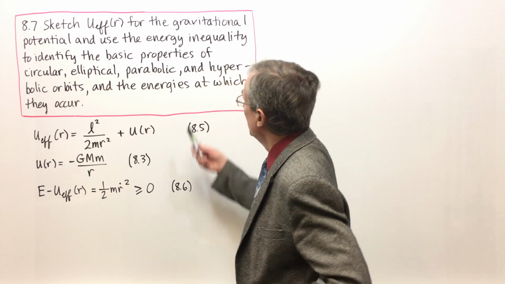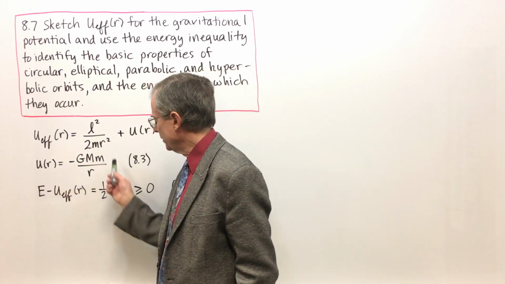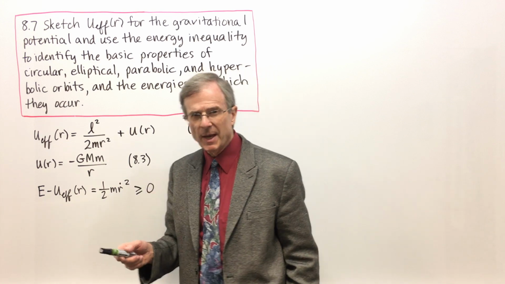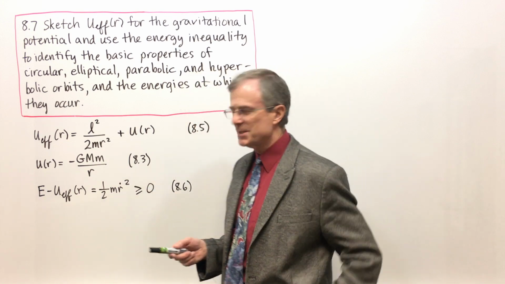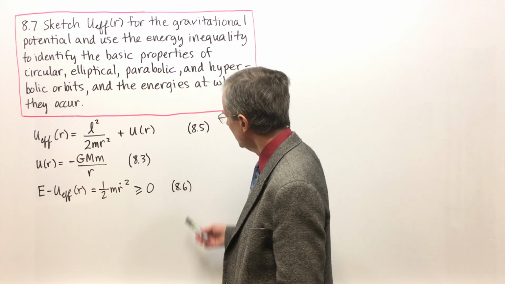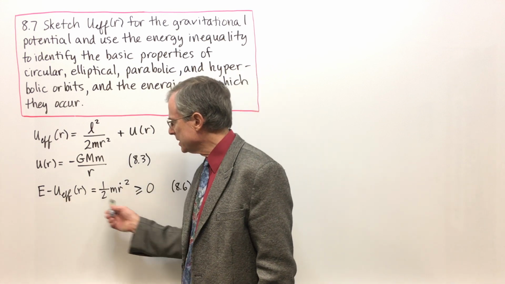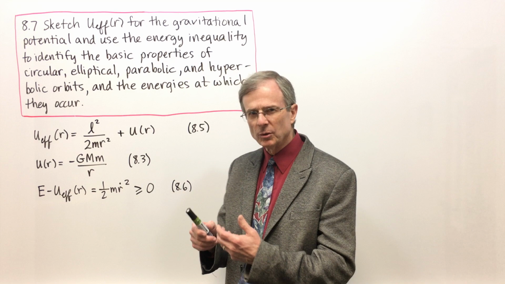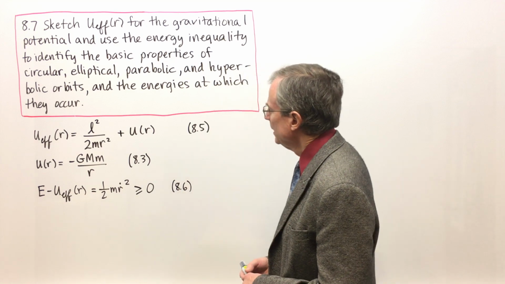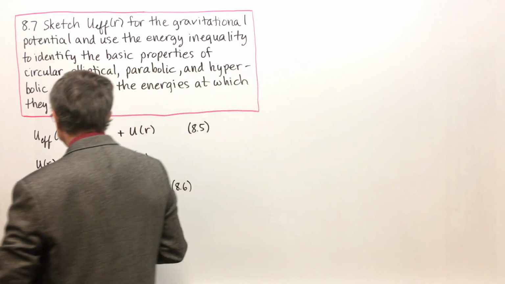We're going to specialize to the gravitational potential, which does depend on r, but in this particular way. It's a -1 over r potential. We derived that in concept 8.3. This is a fun one because it brings together so many different concepts. And then finally, in the last concept that we did, 8.6, we showed this energy inequality, and that will be crucial in our understanding of the basic properties of these various orbits. So the first thing I'd like to do is to insert this gravitational potential into here.